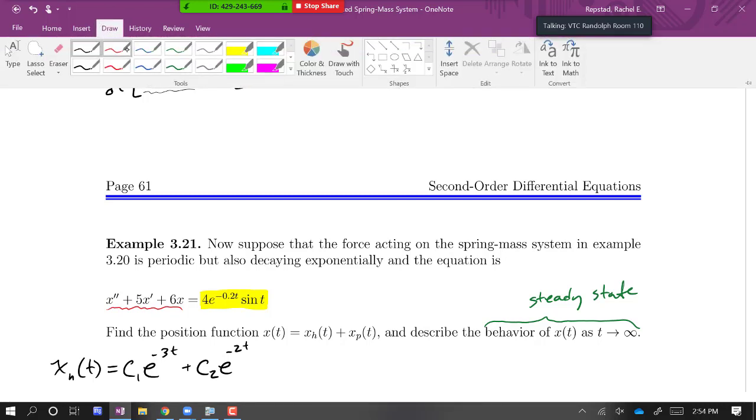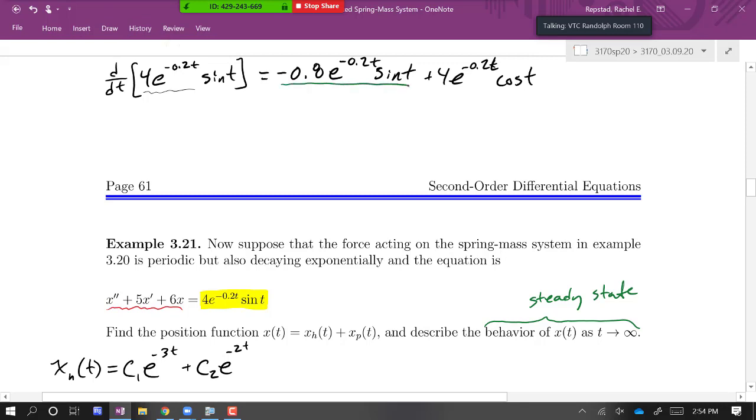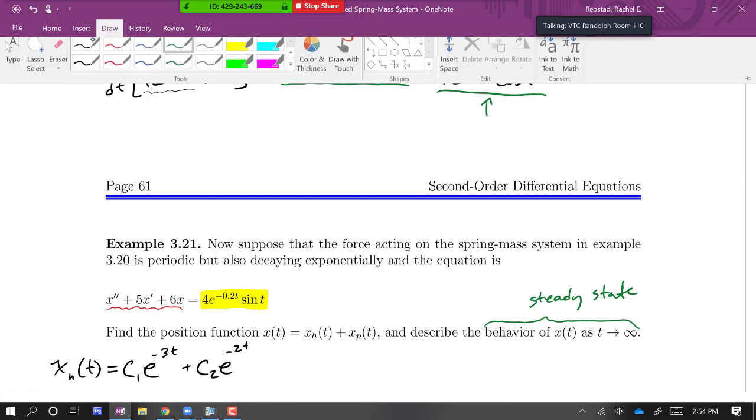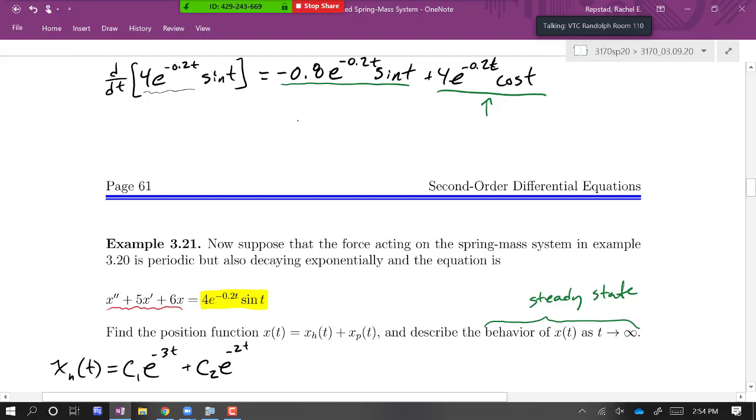Now, if I imagine continuing to take derivatives, here's another product rule in the first term, but I'm going to get something just like what I got. The only thing that's going to be different is the coefficients in front. On this one, the difference is I have a cosine instead of a sine, but I'm still just going to have sines and cosines. Sine times that exponential, cosine times that exponential. I keep taking the derivatives as much as I want, and I'm going to have a collection of terms that look like some constant times e to the negative 0.2t sine t, and then some other constant times e to the negative 0.2t cosine t.